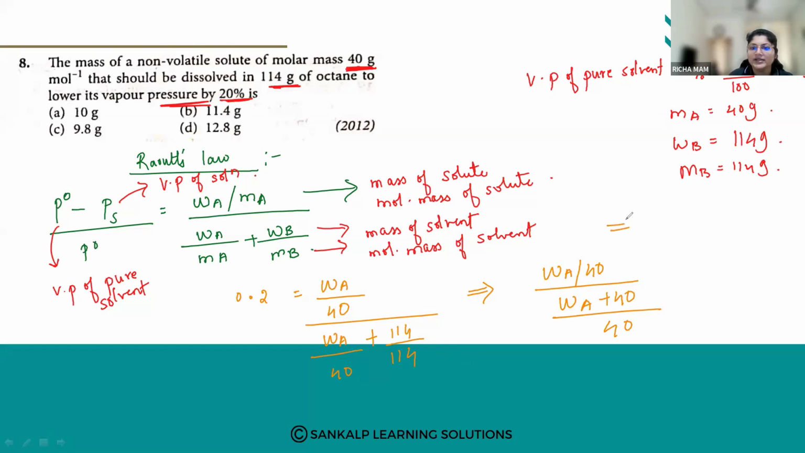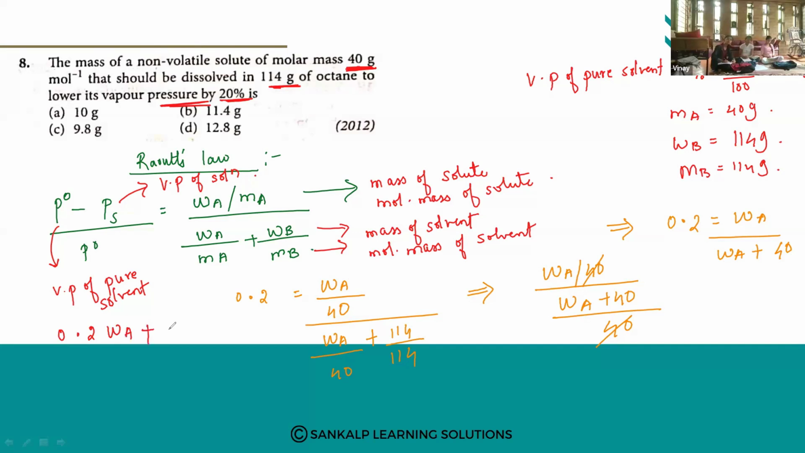Okay, so now next step. 0.2 is equal to WA by WA plus 40, because this 40 cancels. So do cross multiplication now. 0.2 into WA plus 40 is equal to WA. 0.2 into 40 is 8, plus 0.2 WA is equal to WA.